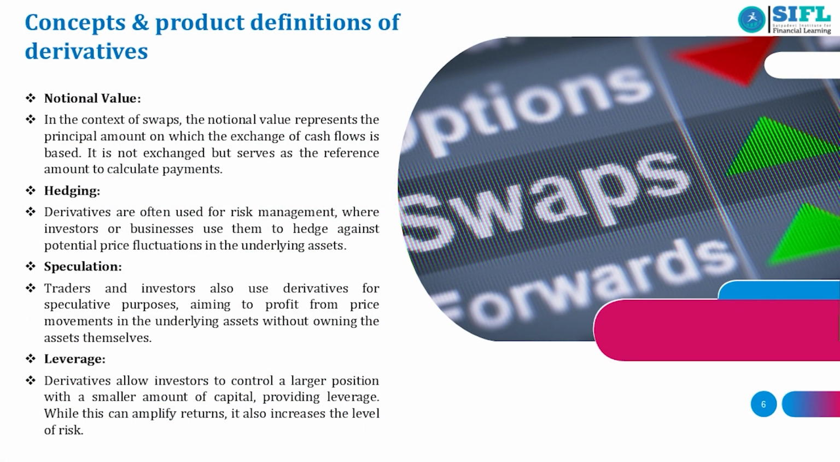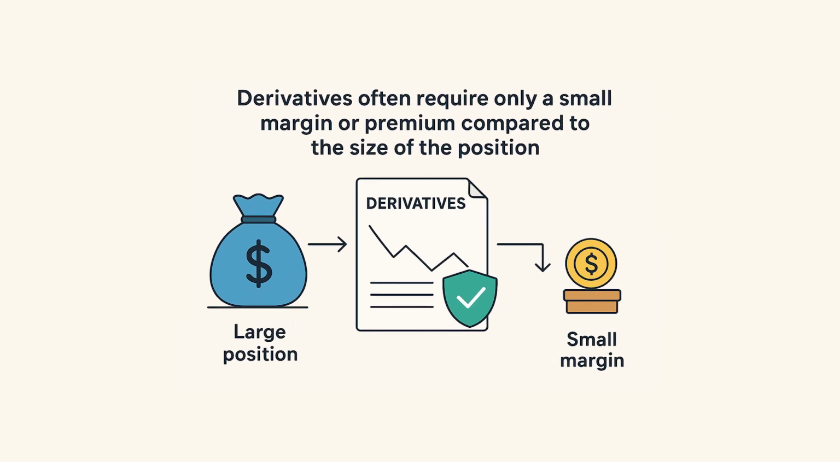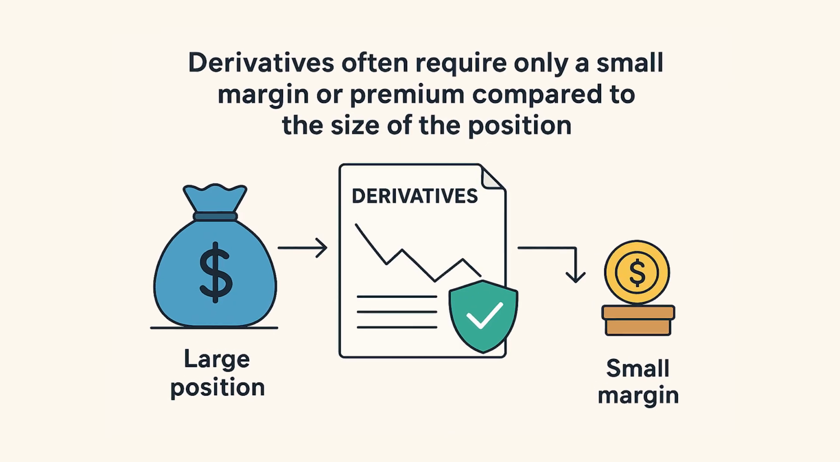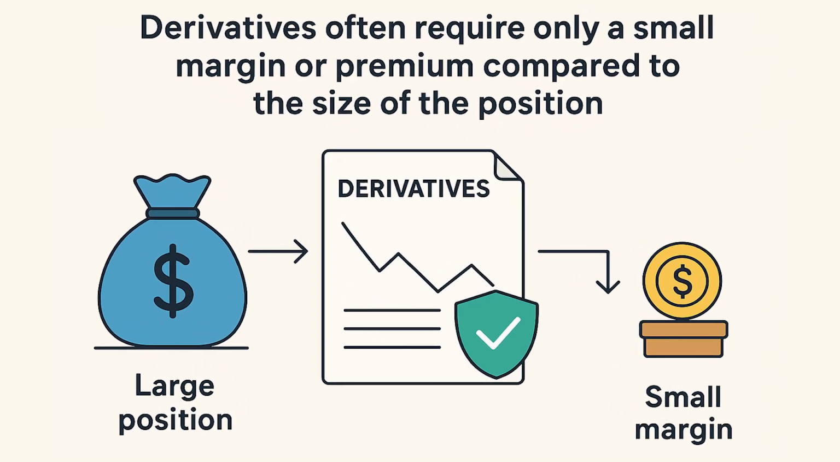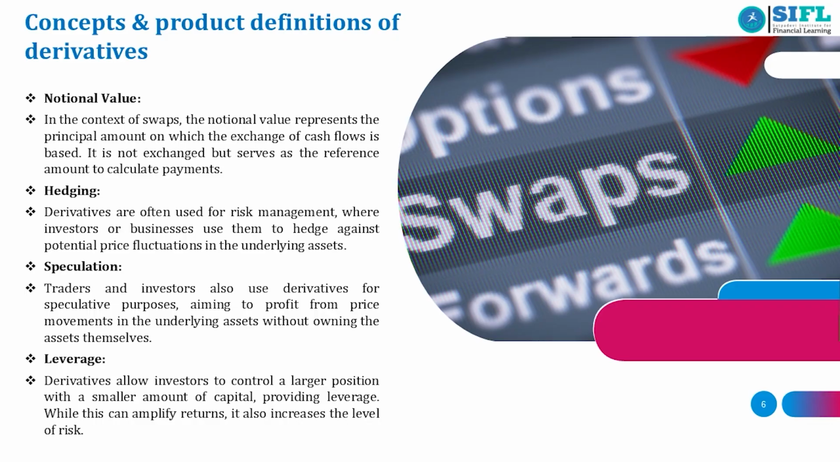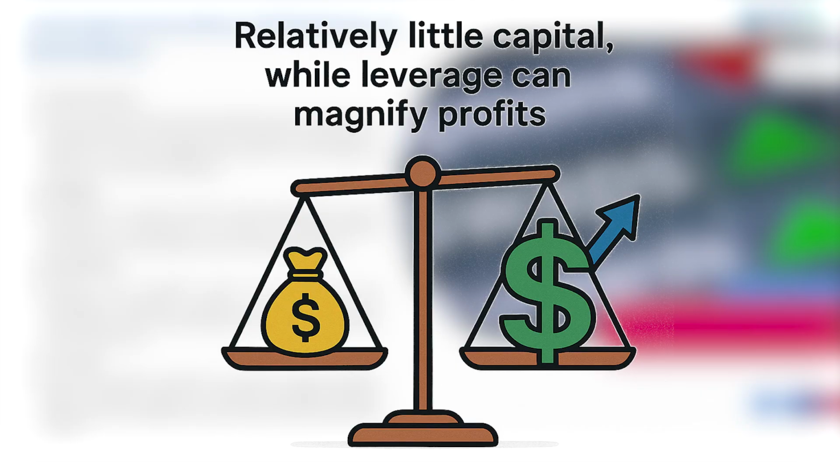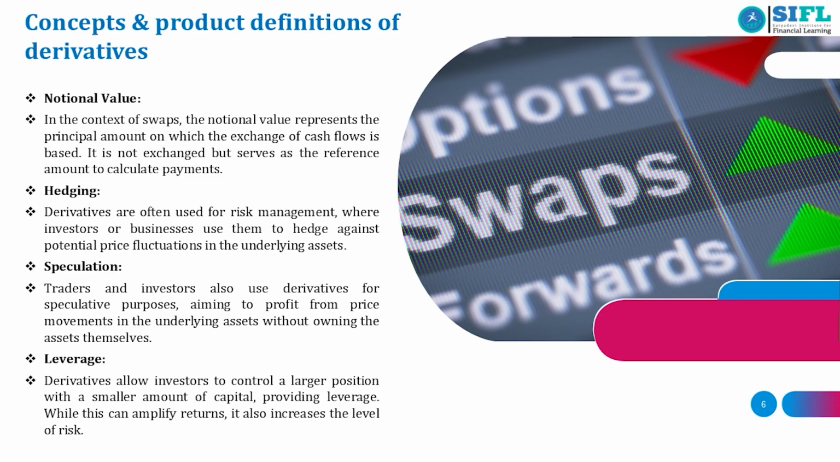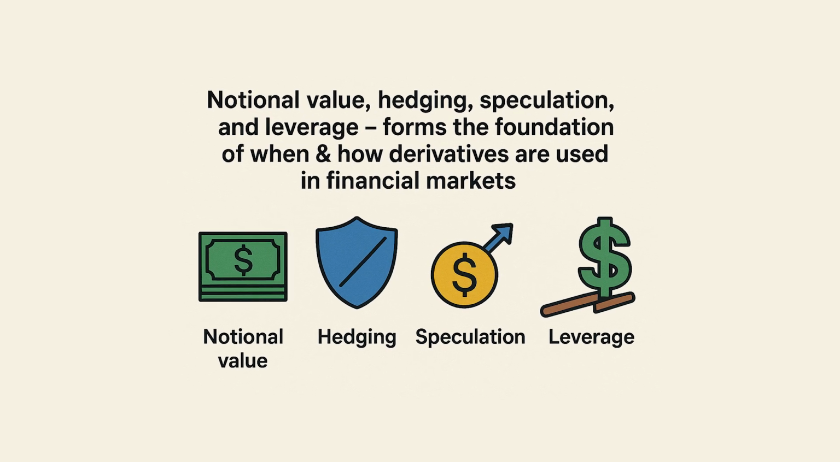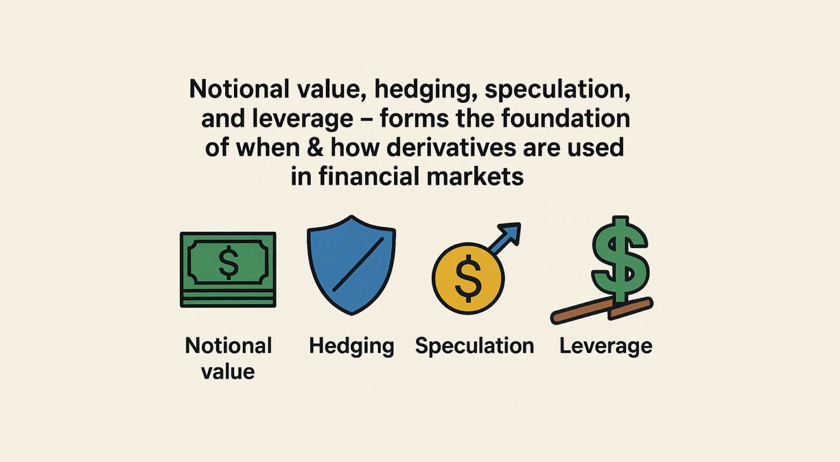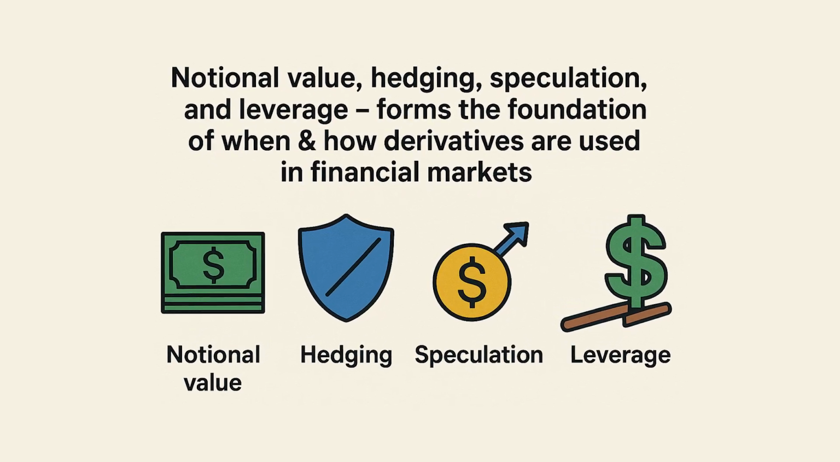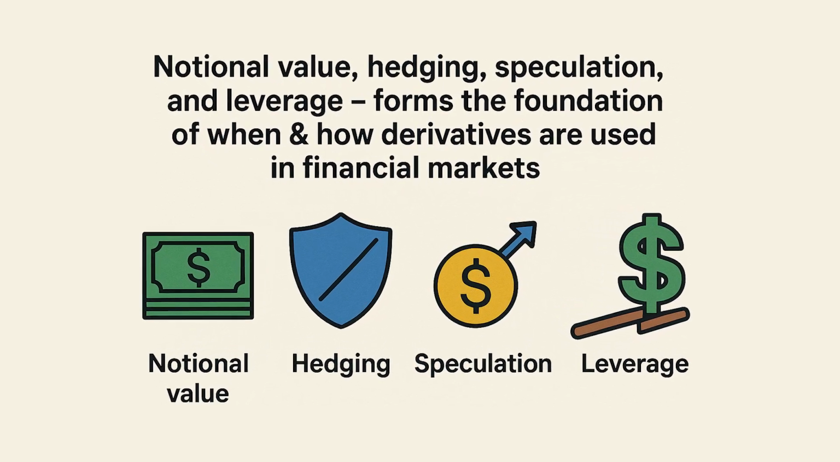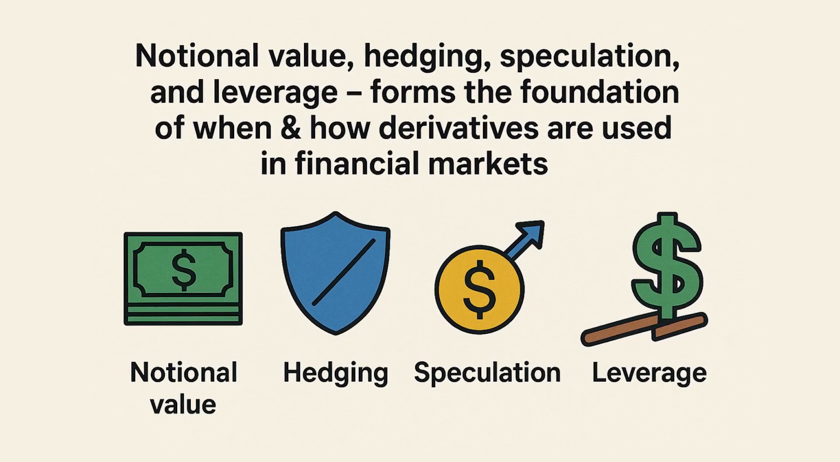Finally, leverage is a crucial concept. Derivatives often require only a small margin or premium compared to the size of the position. This allows an investor to control a large notional amount with relatively little capital. While leverage can magnify profits, it equally magnifies losses, making risk management essential. The above definitions of the products and concepts, notional value, hedging, speculation, and leverage, form the foundation of when and how derivatives are used in financial markets.